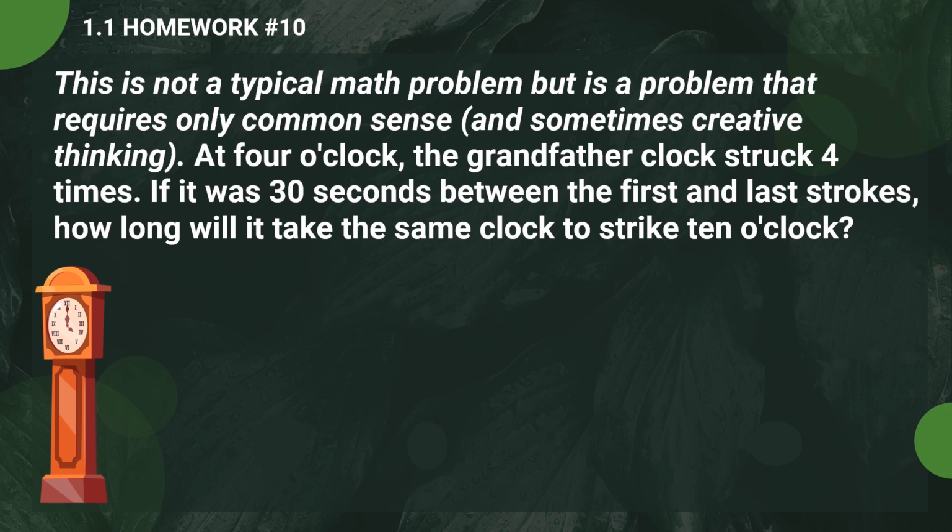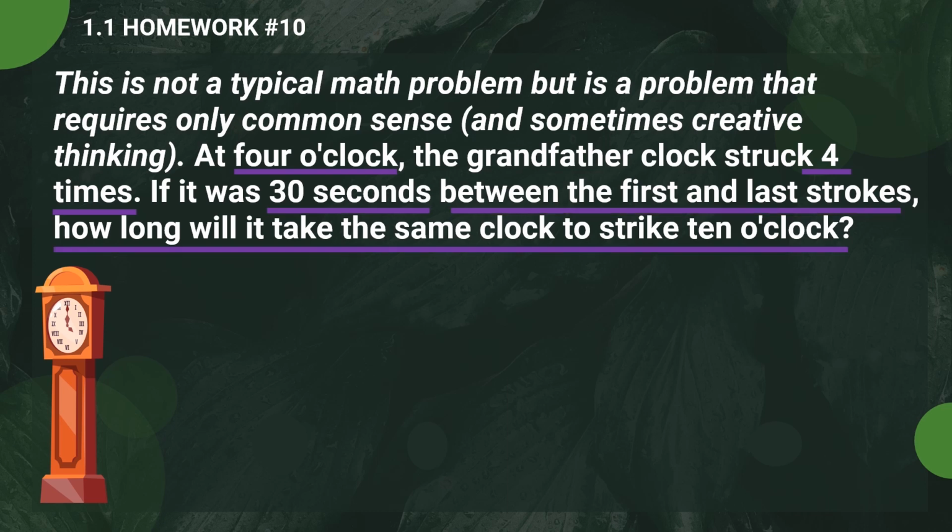At 4 o'clock, the grandfather clock struck 4 times. If it was 30 seconds between the first and last strokes, how long will it take the same clock to strike 10 o'clock? All right, so I read the problem. Now I'm going to reread the problem and make some notes. At 4 o'clock, the grandfather clock struck 4 times. If it was 30 seconds between the first and last strokes, how long will it take the same clock to strike 10 o'clock? Now I prepare for my answer.